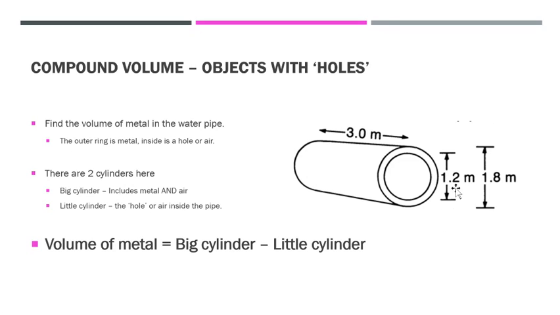It has a diameter of 1.2 meters, and we have to find both volumes to be able to find the volume of the metal. And once we found both, we just subtract. We take the big cylinder with both parts and subtract the empty space inside.